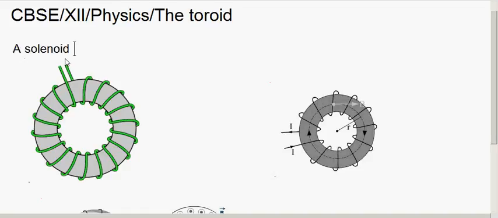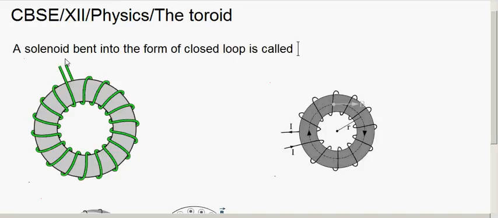A solenoid bent into the form of a closed loop is called a toroid. Now here in this figure you can also mark the current direction.